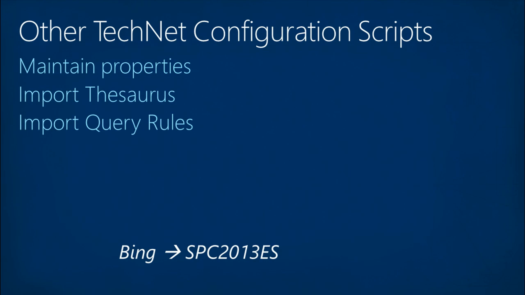And in this case, you can Bing SP 2013 ES. So it's SharePoint 2013 ES for enterprise search. We'll update that typo slide. Typo alert. That's right. Question. Yes. I'm sorry.